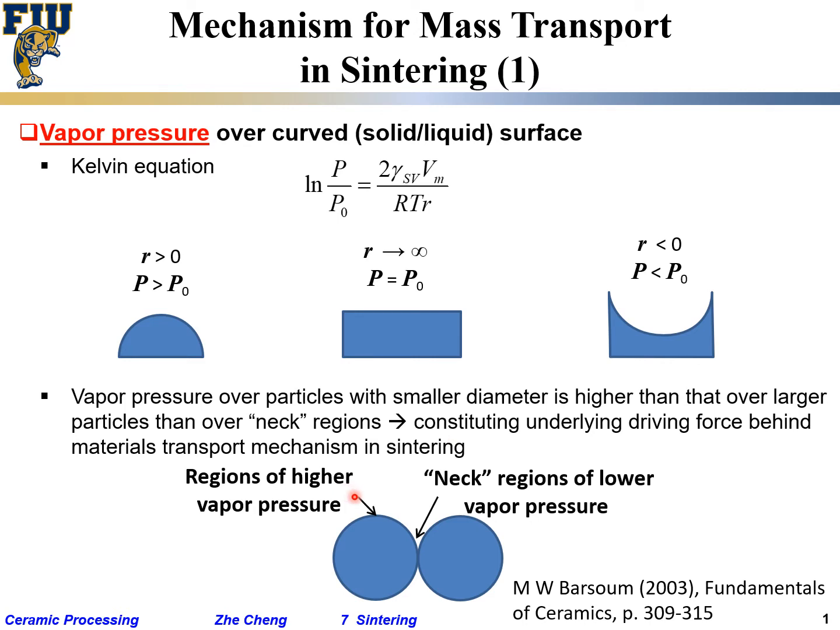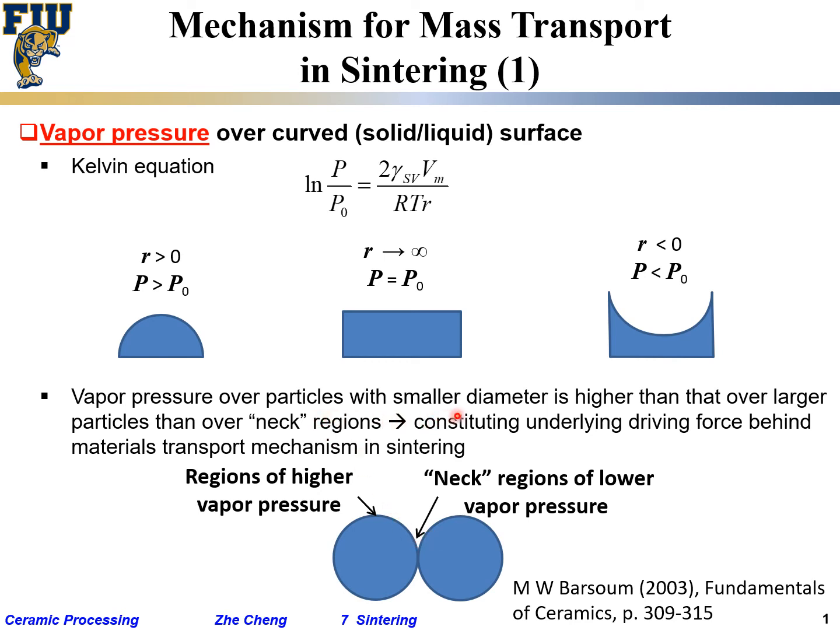From higher vapor pressure to lower vapor pressure. That's what we call mass transport, right? Whatever that material is, if there is vapor pressure, it has a tendency to transfer from higher to lower until everything becomes flat, equilibrium, right? That's when it stops. So that's what we said in this paragraph.